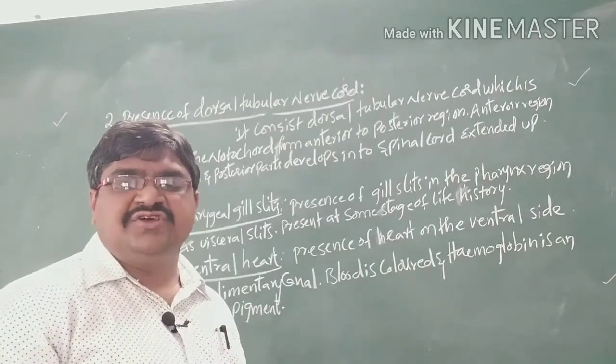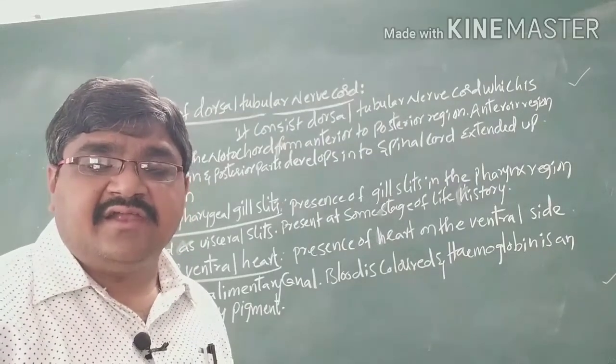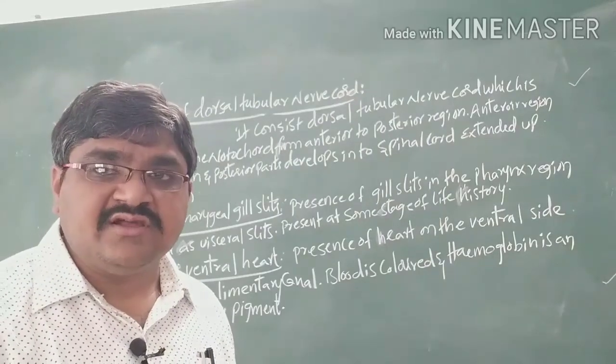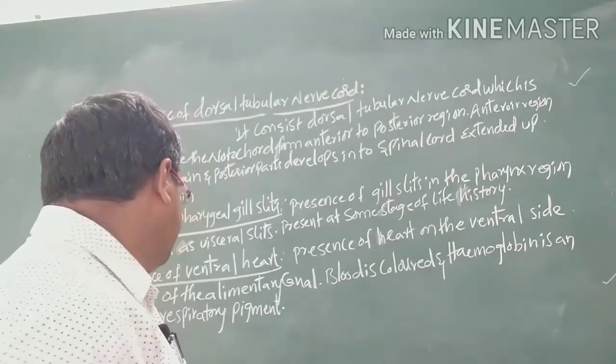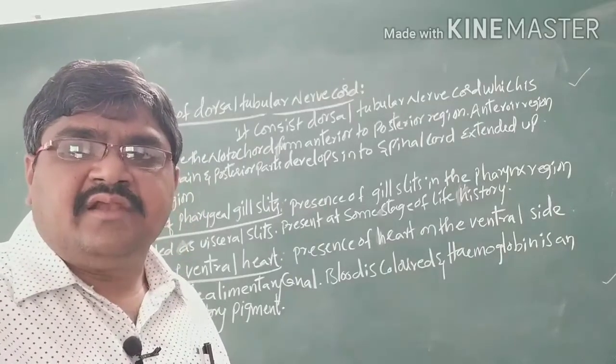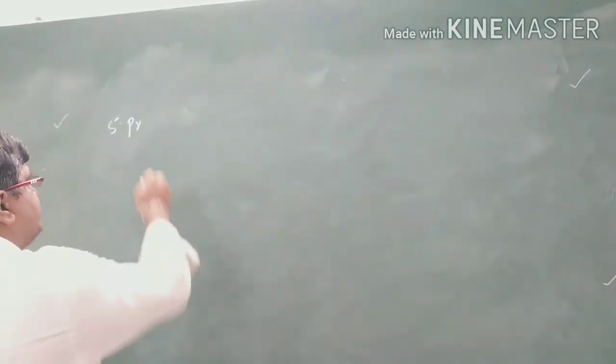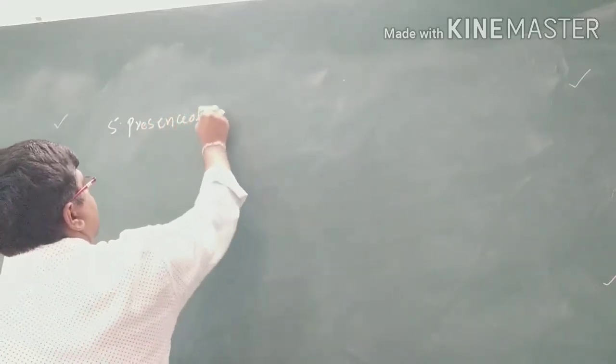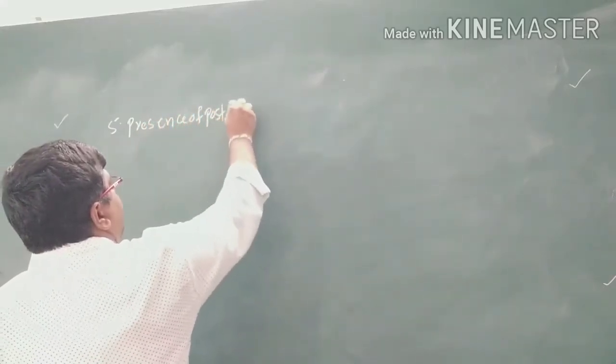Next, we have a post-anal tail. In the posterior part, a tail is present beyond the anus region. So we can call that a post-anal tail. That is the fourth one.